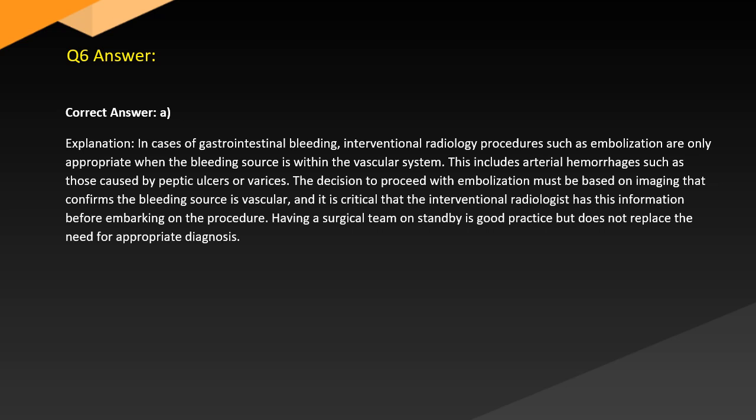Answer. Correct answer A. Explanation. In cases of gastrointestinal bleeding, interventional radiology procedures such as embolization are only appropriate when the bleeding source is within the vascular system. This includes arterial hemorrhages such as those caused by peptic ulcers or varices.